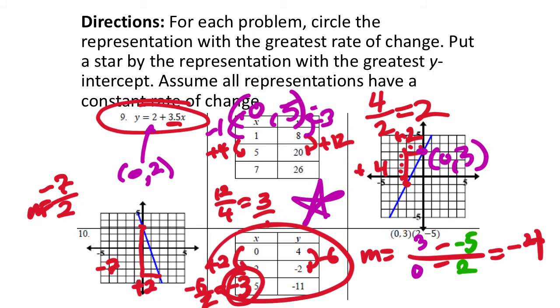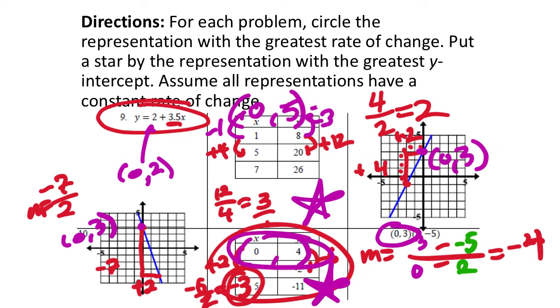-3 is the biggest. And then we've got the y-intercept. The table gave us the y-intercept, and the graph shows the y-intercept at 0, 3. So the biggest of those is actually the 0, 4 right there. This one gets a star. On number 10, the table gets the star and the circle. Oh, that's very nice.